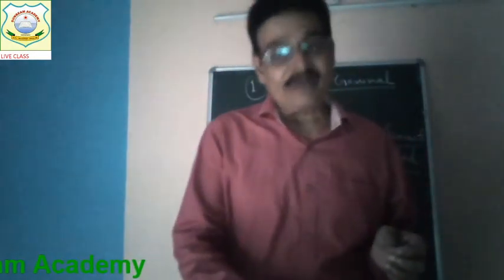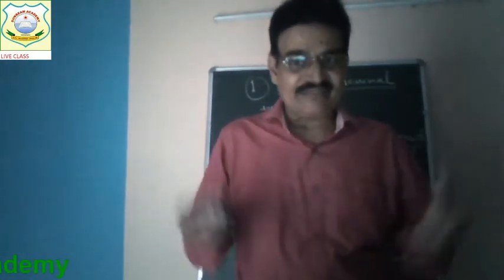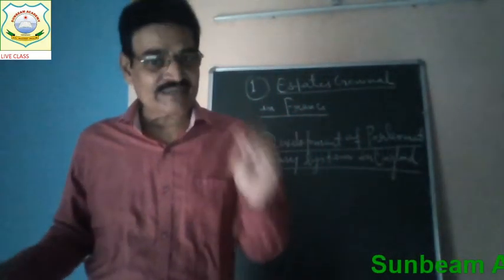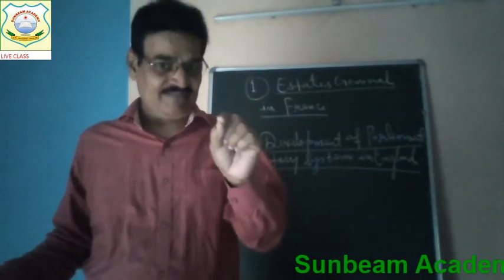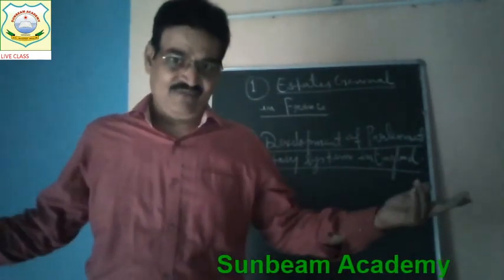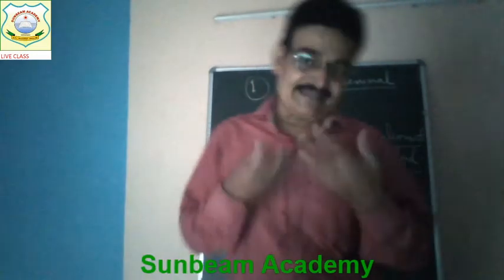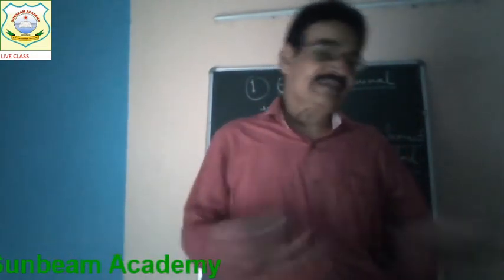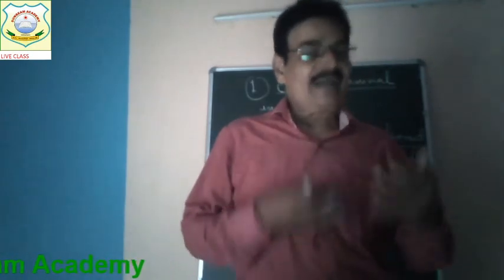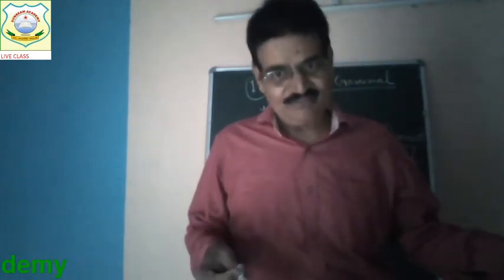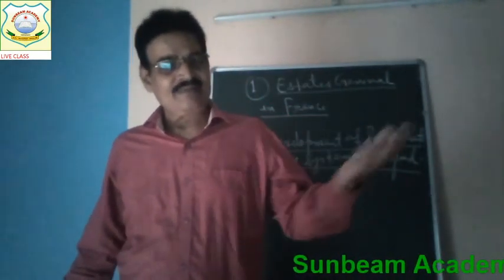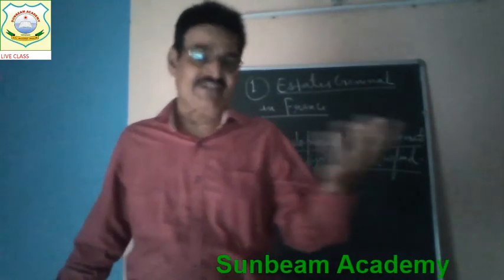Louis XIV became so absolute, so autocratic, that he used to say, I am the state. What I tell, that is the law. What I tell, that is the justice. What I tell and want and exercise, that is the executive. Louis XIV inherited the entire power, and he began to boast that I am the state.